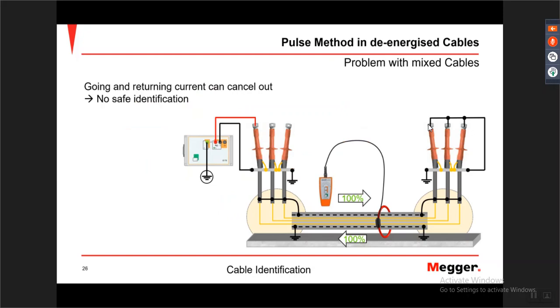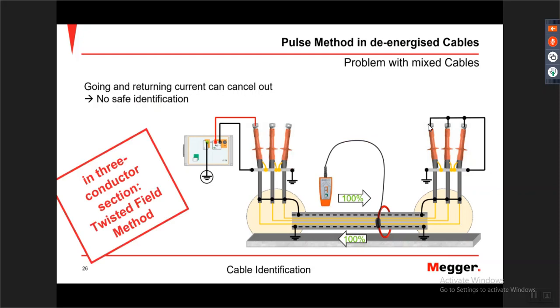Going and returning current can cancel out. As we spoke about earlier, if 100% of the signal goes out and comes back through the coil, it will null out the signal. If you get this, the best thing is the twisted field method, which we will talk about later on. So only use the unit if you can get a split return path.